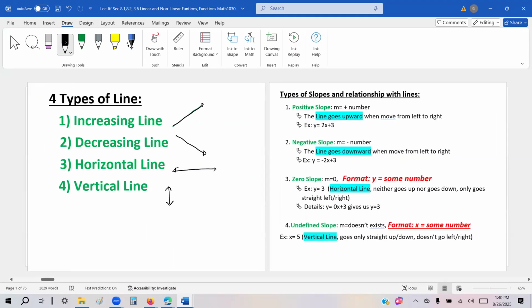Next slide. What type of slope do we have for each type of line? When you're climbing up, meaning increasing, you have a positive slope.